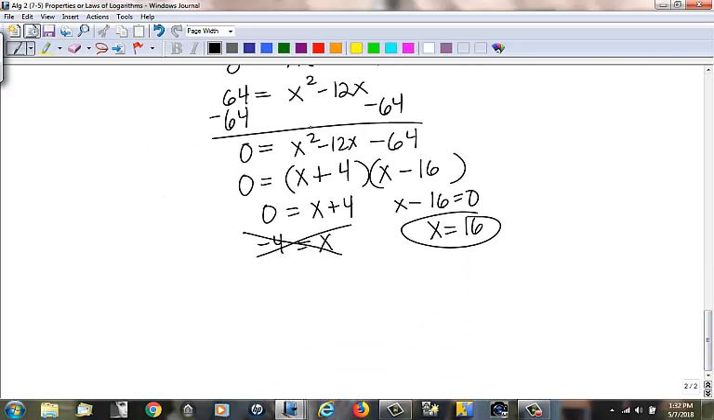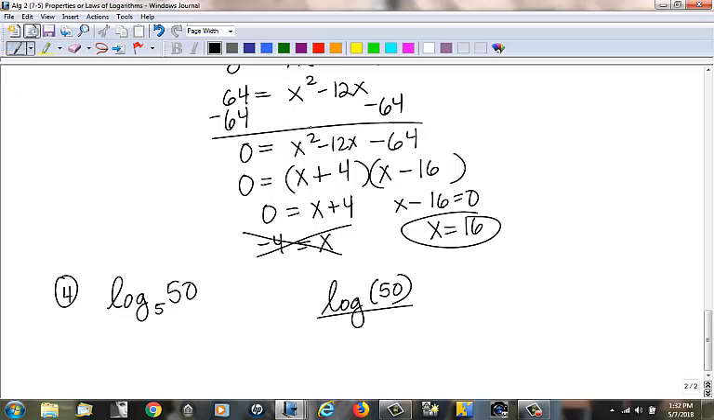The last one, just as a review. If they ask you for the log of 50 base 5, on the newer calculators you can use the math key and the log base, but you should also know to use the log change of base formula. It's the log of the number, the log of 50, divided by the log of the base. Do that on your calculator. What decimal do you get? Go 4 decimal places. 2.4307.